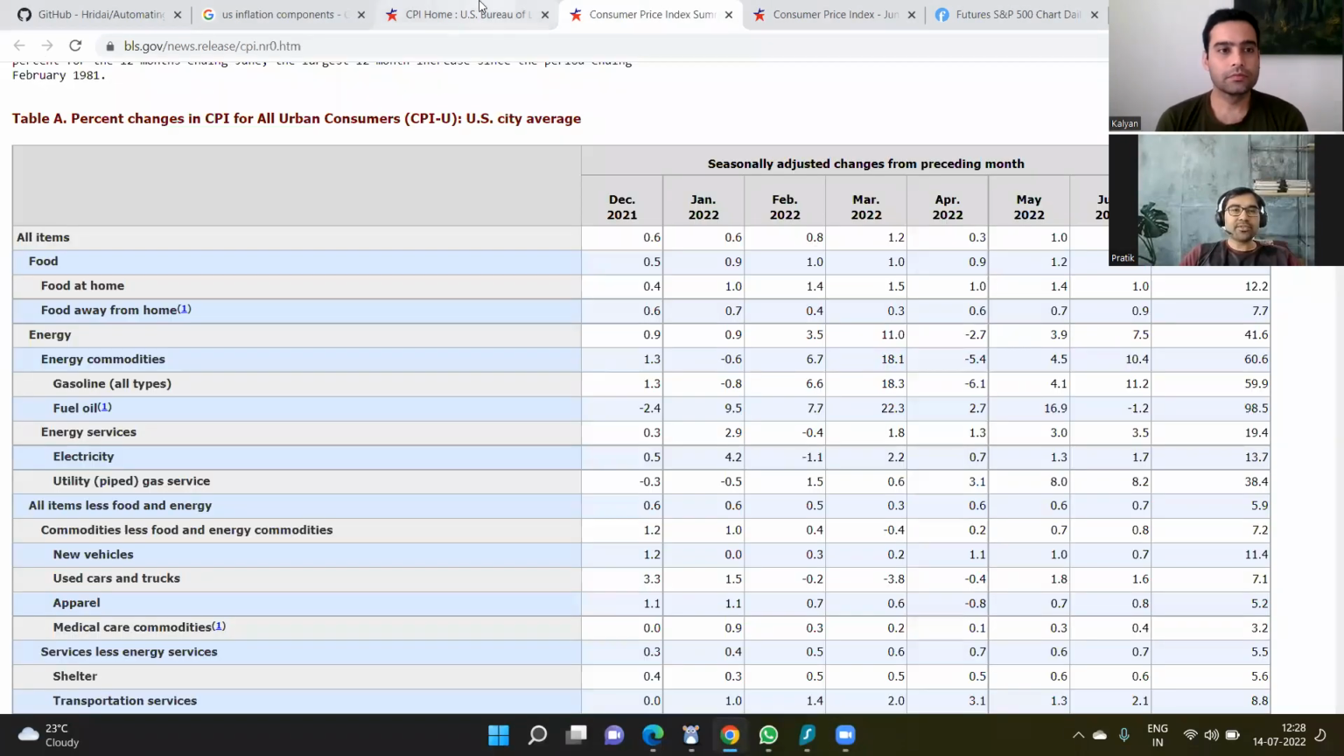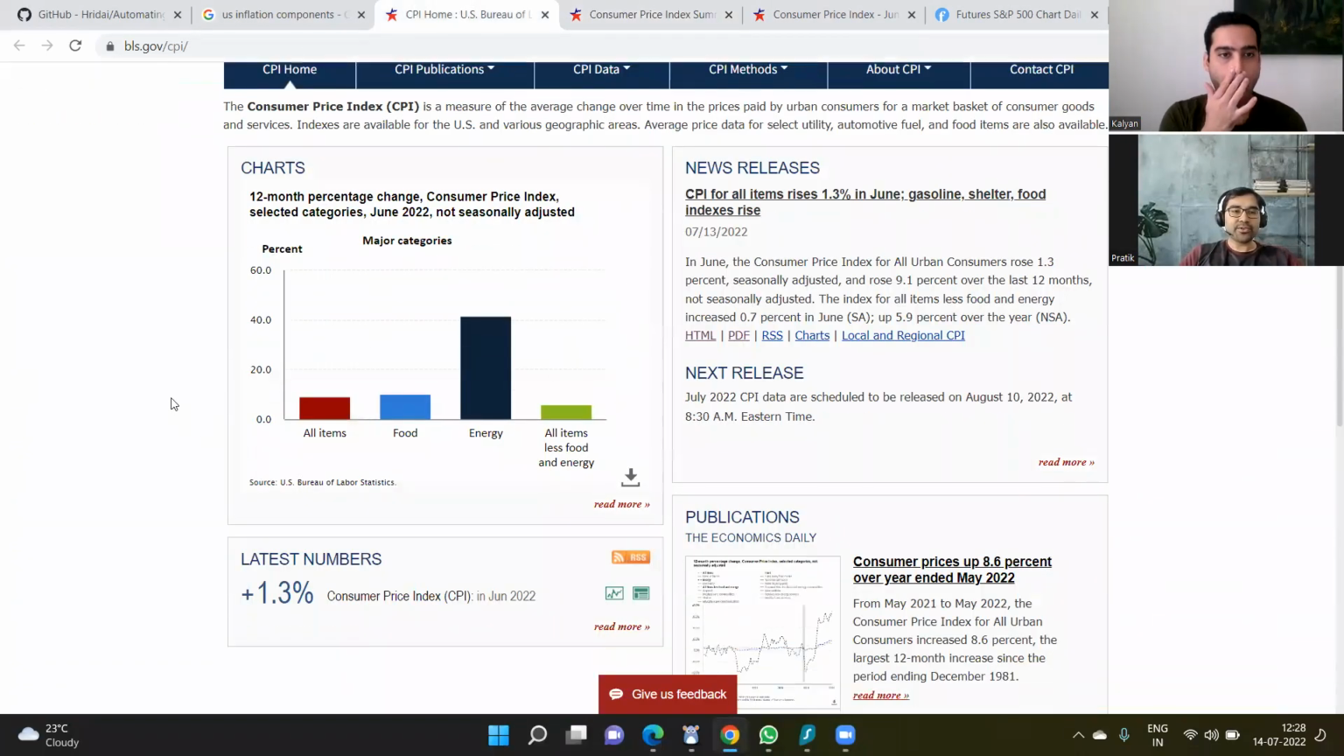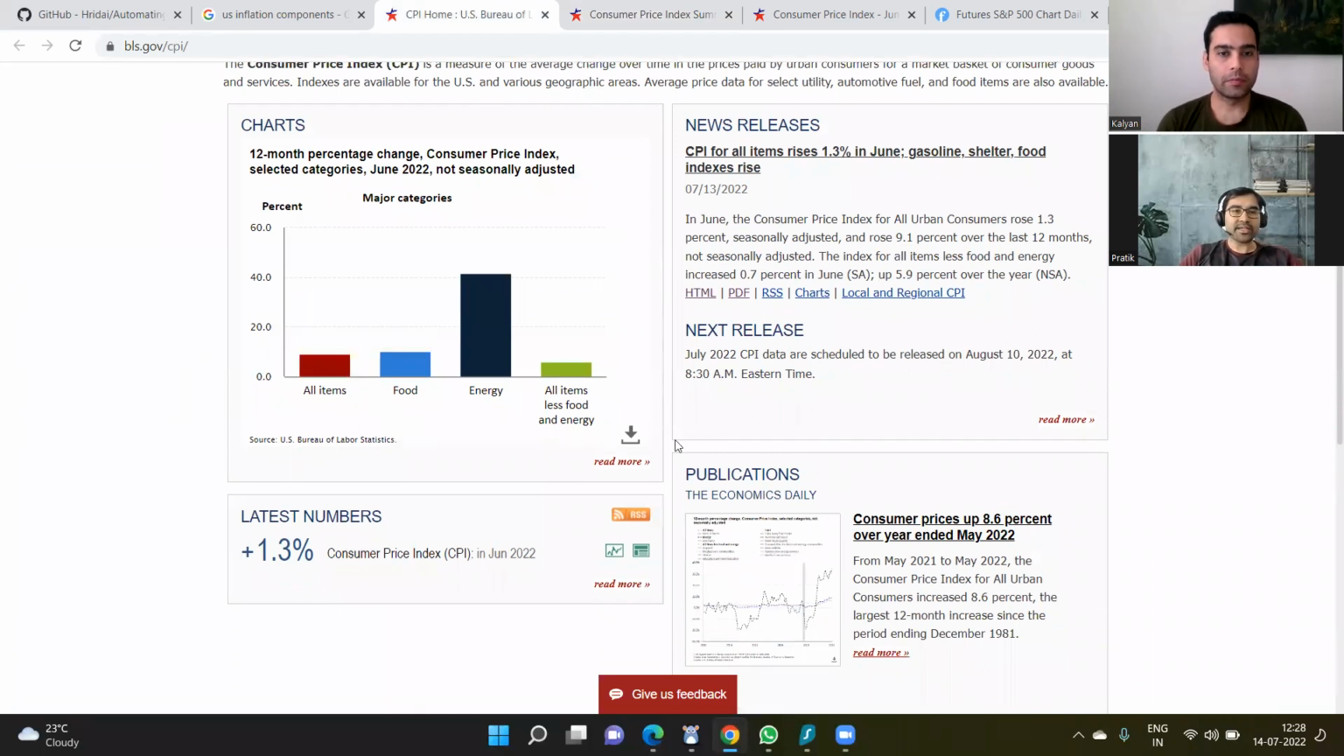Sure. So if you look at the overall inflation data, this is the chart. You can see all items basically came in at 9.1%. Food came in at 10.4%. Energy was pretty significant, 41.6%. This is the year-on-year number. This is not the month-on-month, but year-on-year numbers. So from last year, energy prices went up by 41%. This is one of the major drags on inflation also.